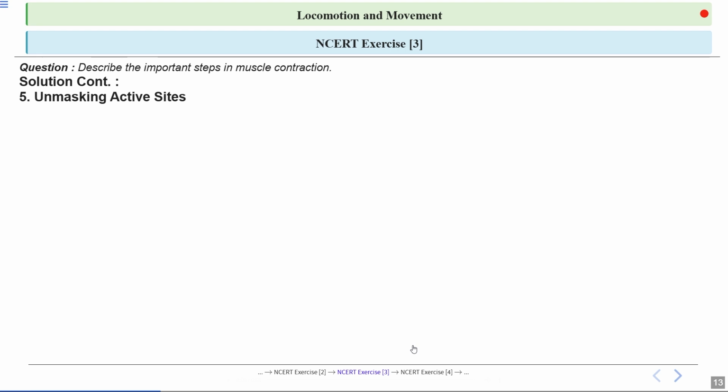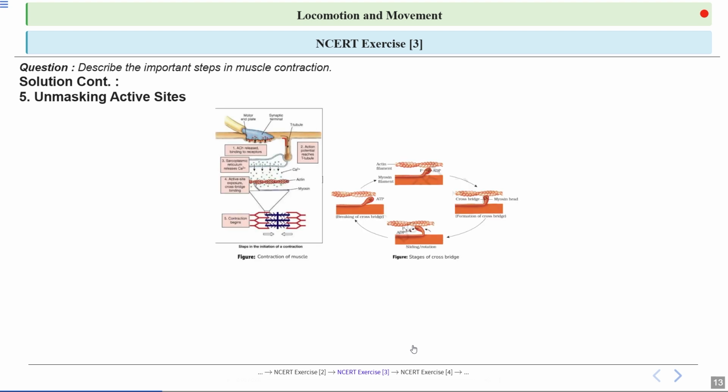So the next important step is unmasking active sites. Imagine the muscle fibers as a locked door, and for contraction to happen, we need to unlock it. So this step sets the stage for actual interaction between the proteins that drive muscle movement. So you can see the pictures which are showing contraction of muscle as well as the mechanism of cross bridge formation.